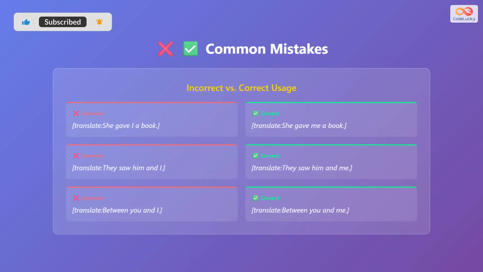Many learners make mistakes with object pronouns. One common error is saying, she gave I a book, when it should be, she gave me a book. Another mistake is saying, they saw him and I, when it should be, they saw him and me. A third error is saying between you and I when the correct form is between you and me. Remember, always use the object pronoun form after verbs and prepositions.